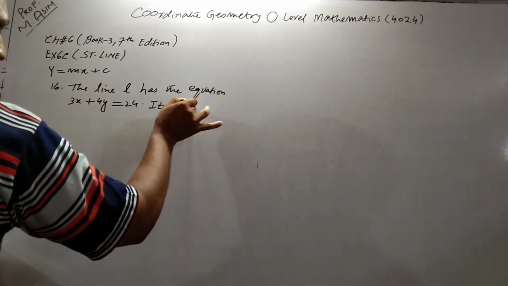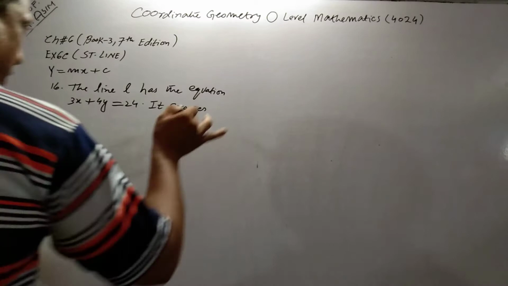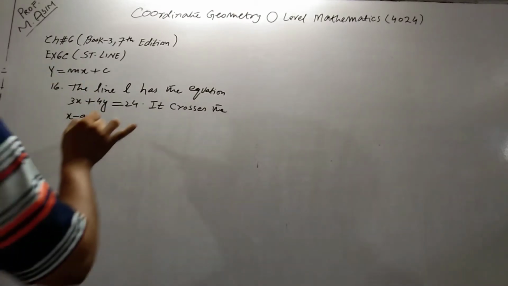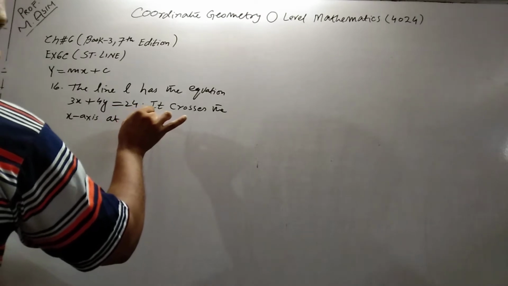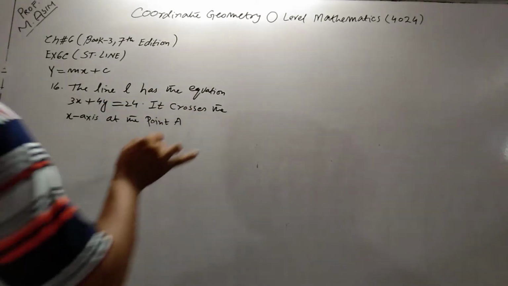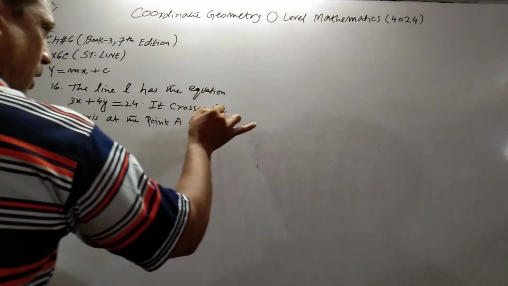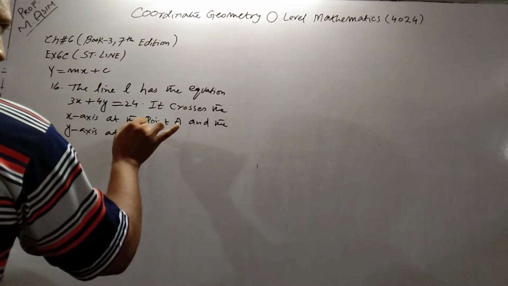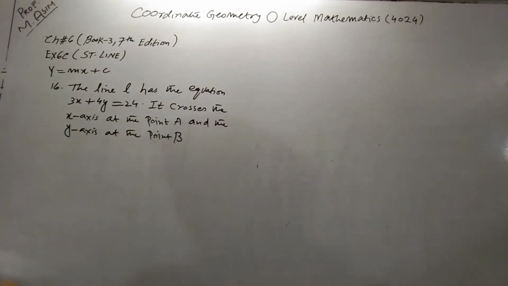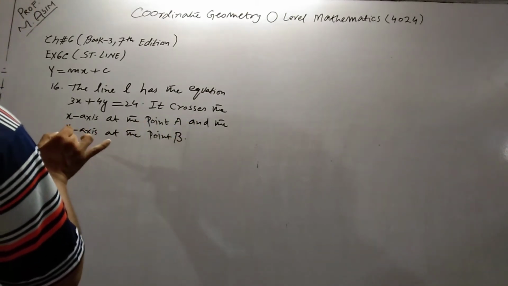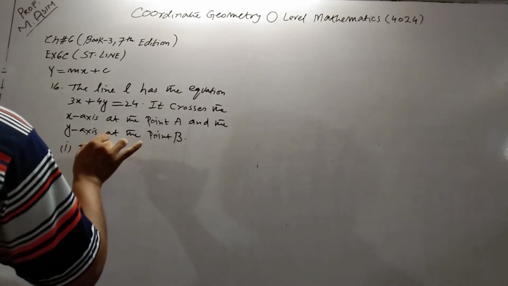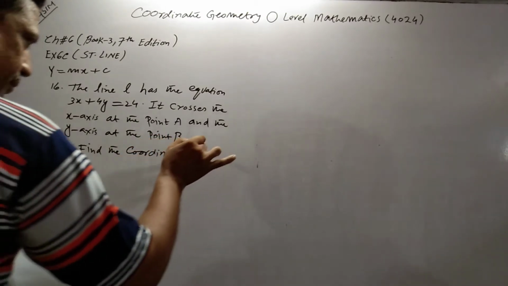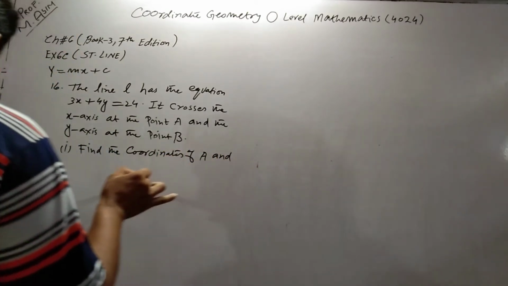It crosses the x-axis at the point A and the y-axis at the point B. Part 1 of the question. Find the coordinates of A and B.